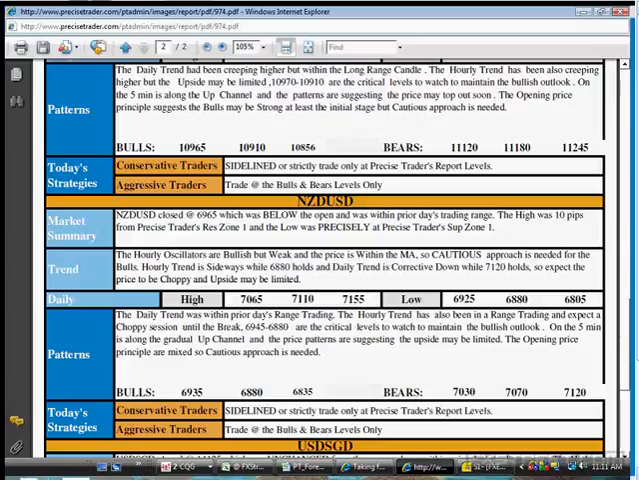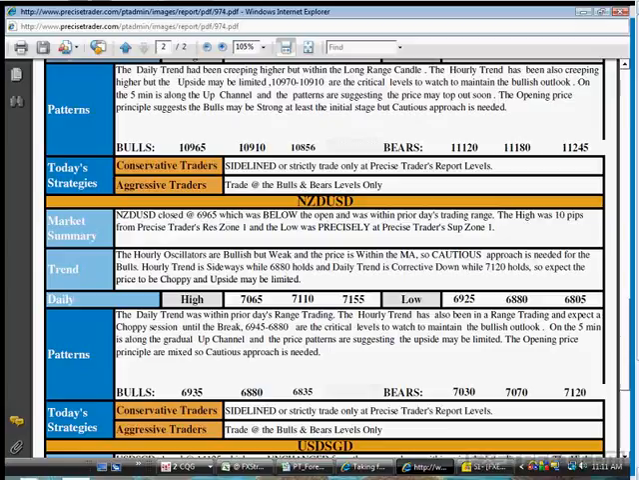In fact, the trend is: the hourly oscillators are bullish but weak, and the price is within the moving average. So a cautious approach is needed for the bulls. So hourly trend is sideways while 68.60 holds, and daily trend is corrective down while 71.20 holds. So expect the price to be choppy and the upside may be limited.